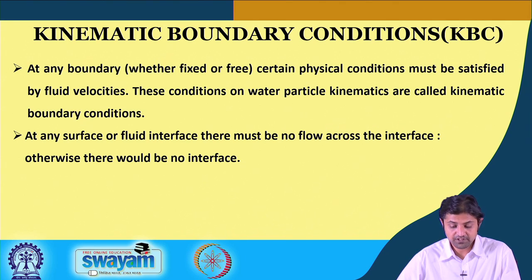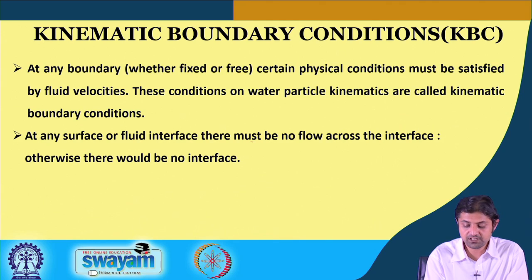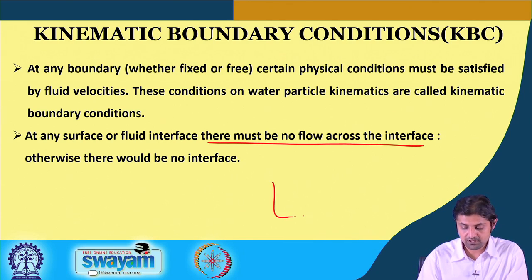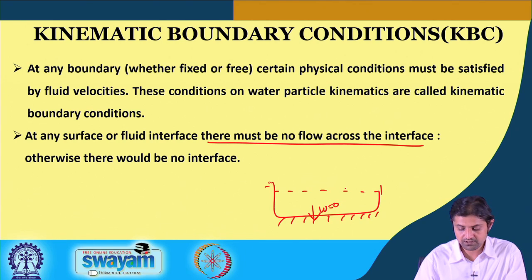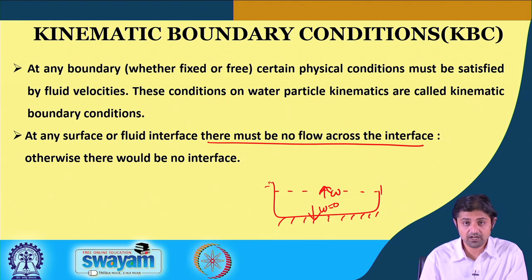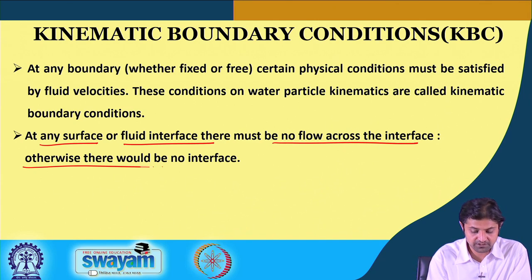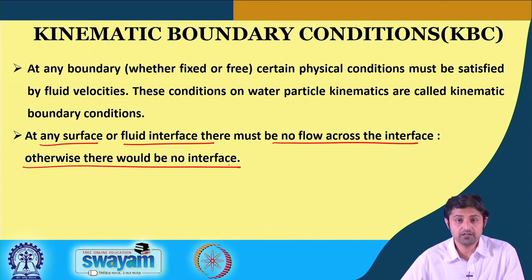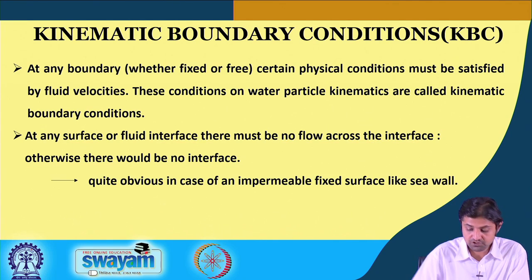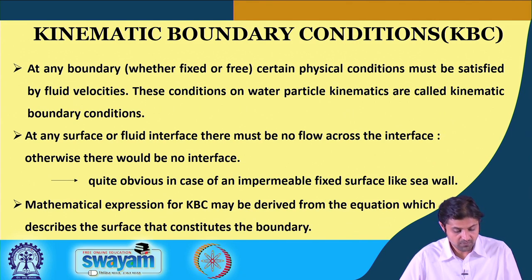At any surface or fluid interface, there must be no flow across the interface. For example, if there is ground here, the kinematic boundary condition will be that the velocity w is going to be 0 in the downward direction. Or if there is a water surface, here also the water will not have any velocity across it, otherwise if it has a velocity then it will still be water there, right, and there is not going to be any interface. So at any surface or fluid interface there must be no flow across the interface, and that is a standard, universal type of kinematic boundary condition. This is quite obvious in the case of an impermeable fixed surface like a sea wall. The mathematical expression of the kinematic boundary condition may be derived from the equation which describes the surface that constitutes the boundary.